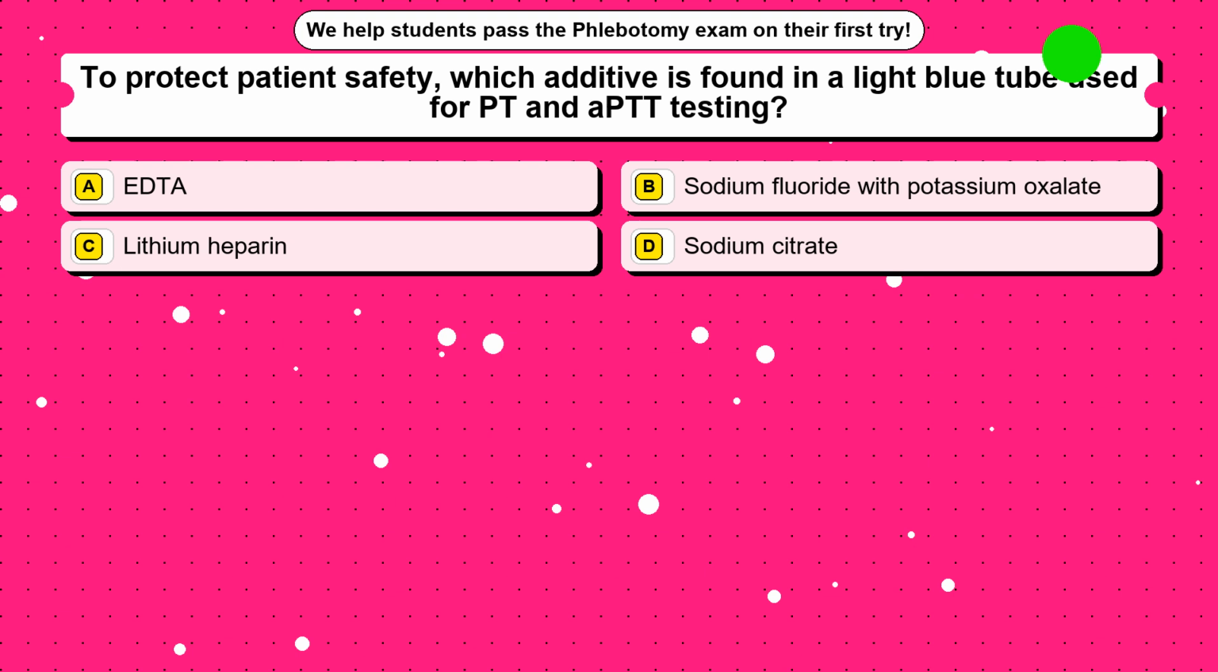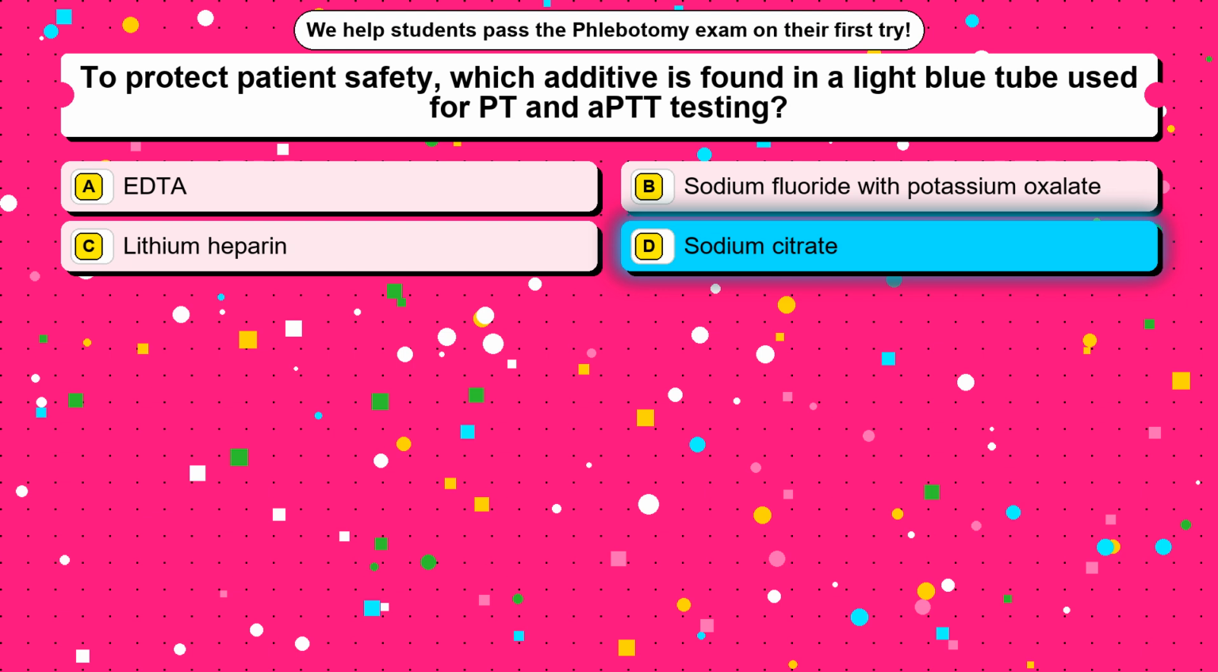Question 27. To protect patient safety, which additive is found in a light blue tube used for PT and APTT testing? Option A: EDTA. Option B: sodium fluoride with potassium oxalate. Option C: lithium heparin. Option D: sodium citrate. The correct answer is option D.